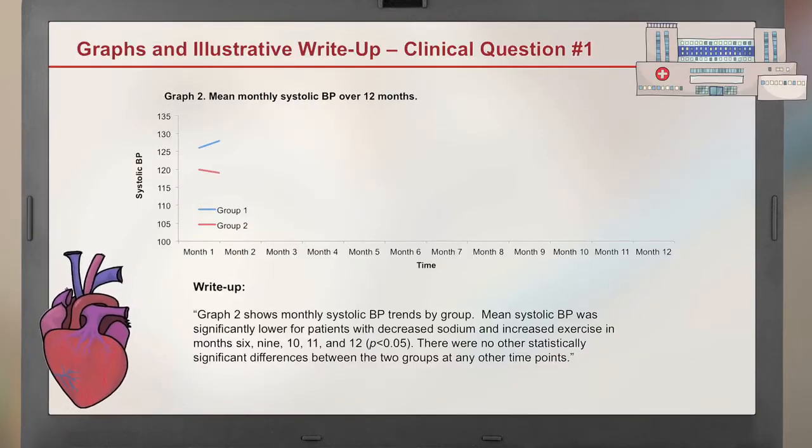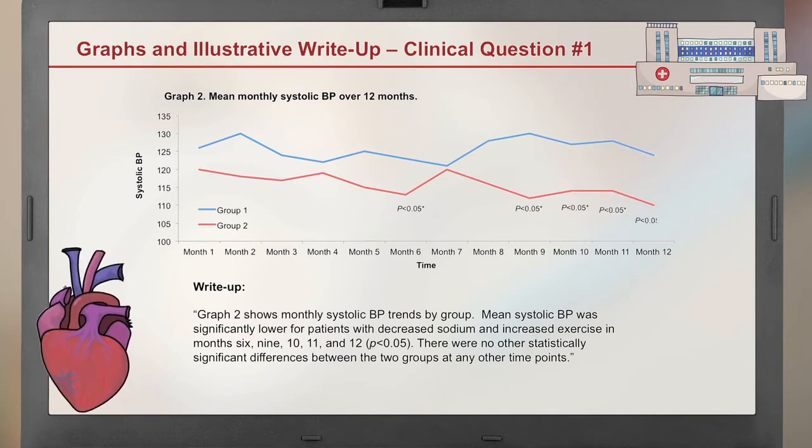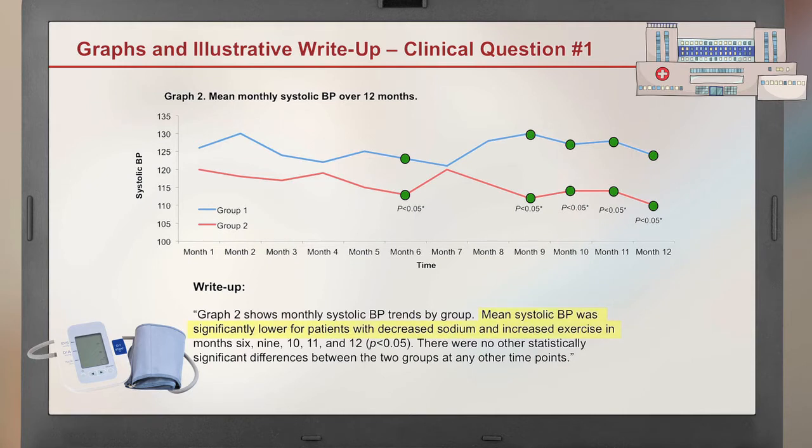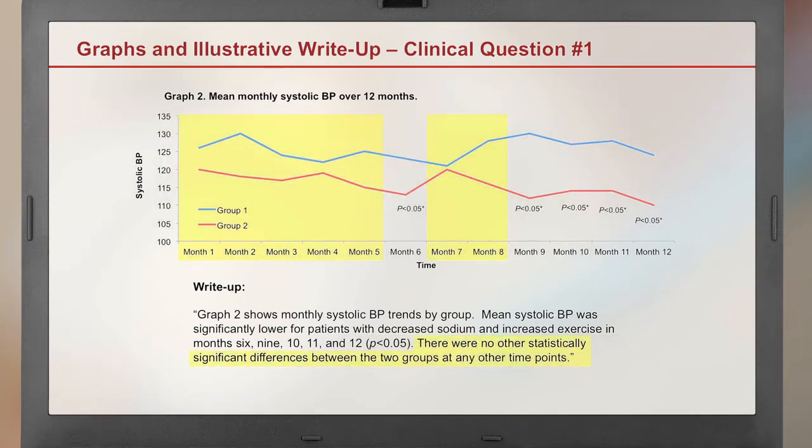This illustrative write-up incorporates one of the graphs for Clinical Question 1. The write-up starts by referring to the graph. It then reports the statistically significant difference in blood pressure between the two groups at several points in time. Mean systolic BP was significantly lower for patients with decreased sodium and increased exercise in months 6, 9, 10, 11, and 12. As before, the write-up concludes by stating that there were no other differences between the groups at the remaining time points.